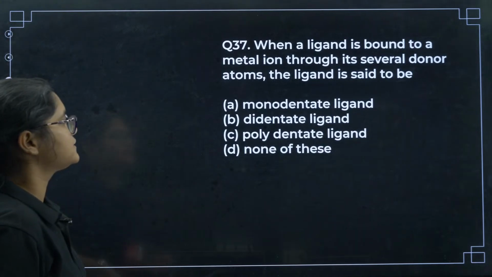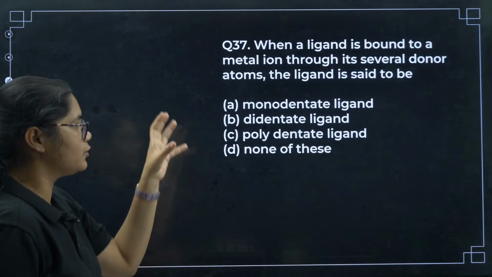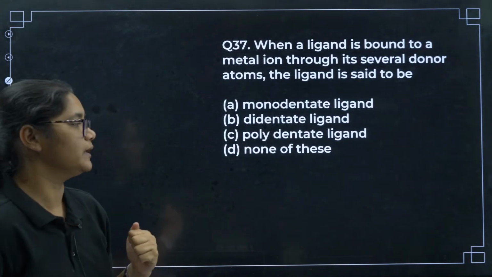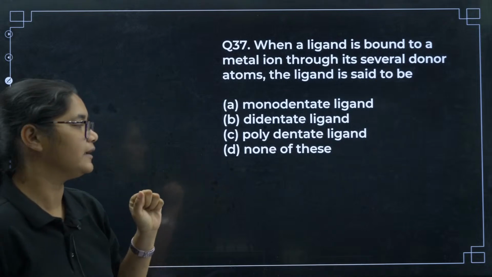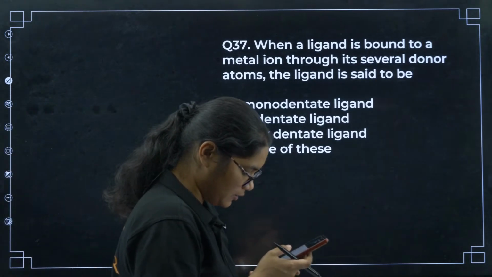Okay. Next, when a ligand is bound to a metal ion through its several donor atoms, the ligand is said to be. Several donor atoms are there in the ligand. So is it a monodentate, didentate, polydentate, or none of these?